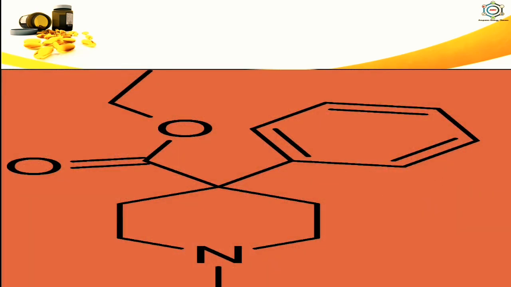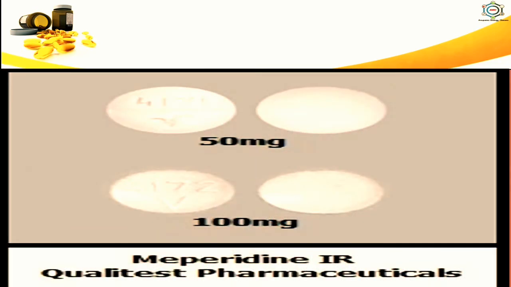Now, pethidine, that is meperidine hydrochloride. Pethidine is a widely used narcotic analgesic. It has sedative and euphoric effects also. It has a local anesthetic action. Now, here you can see meperidine IR quality test pharmaceutical, that is 50 mg and 100 mg. So normally it has local anesthetic action.